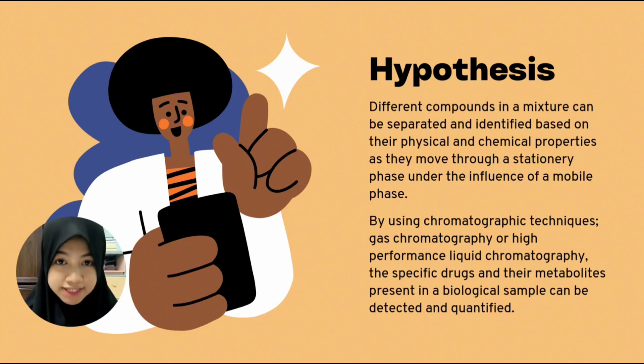Different compounds in a mixture can be separated and identified based on their physical and chemical properties as they move through a stationary phase under the influence of a mobile phase. Thus, by using chromatography techniques such as gas chromatography and high-performance liquid chromatography, the specific drugs and their metabolites present in a biological sample such as blood, urine, saliva, can be detected and quantified.